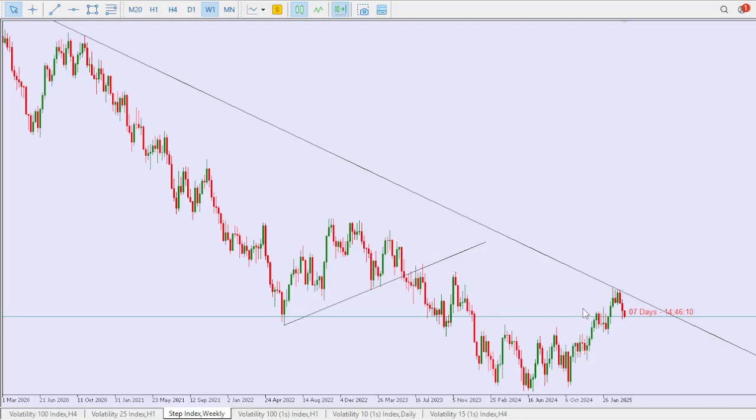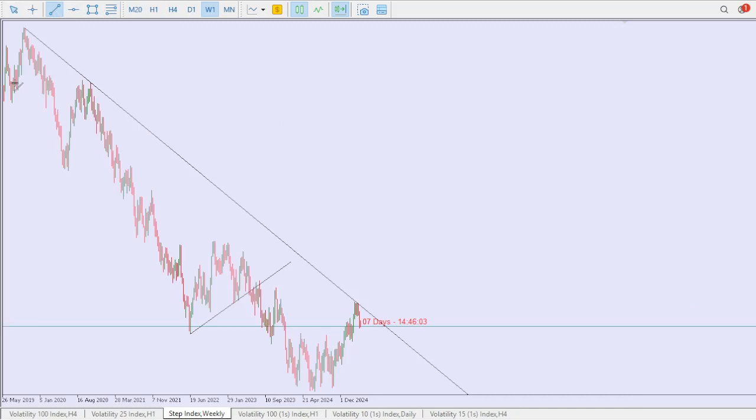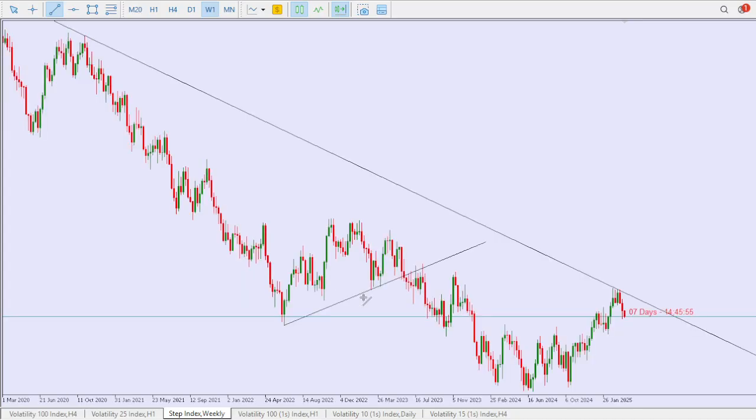Good. Now this is the weekly time frame, and I can see this is the first touch, this is the second touch. I've been telling you that on the third touch there's always going to be a bounce on this particular commodity, Step Index and Volatility. So I'm just going to draw this last trend line that I can see here on the weekly.